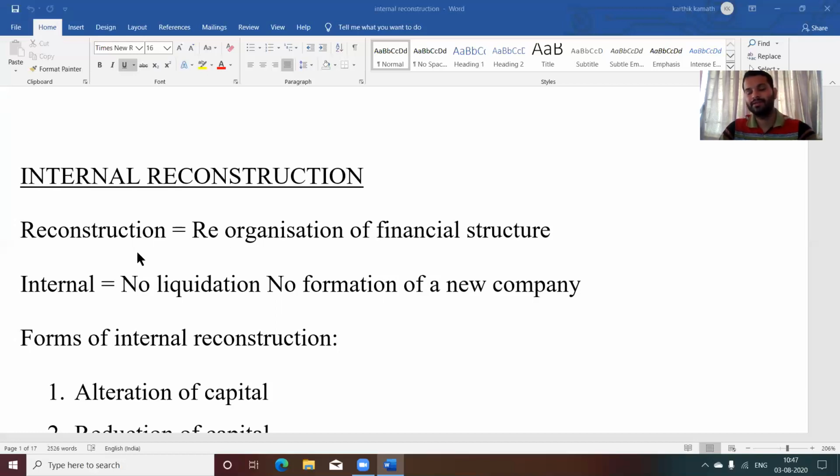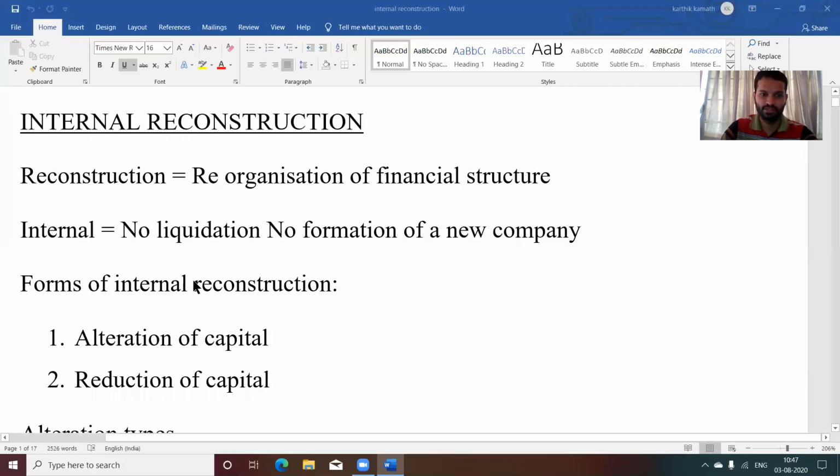Then what is internal reconstruction? Internal reconstruction means no liquidation and no formation of a new company. Here no company is going to liquidate or come to an end, and no new company is formed. That is internal reconstruction. There are two forms of internal reconstruction: alteration of share capital and reduction of share capital.